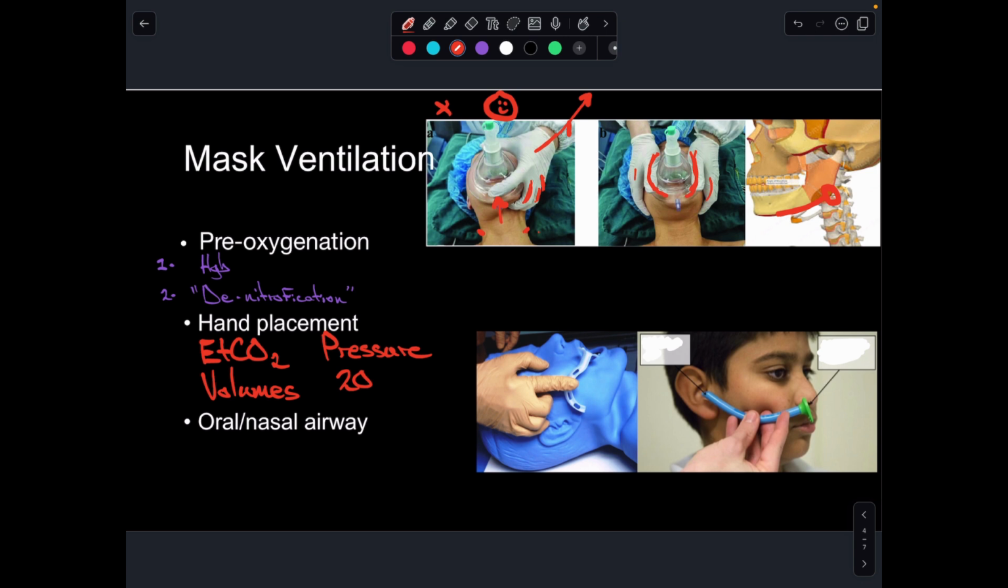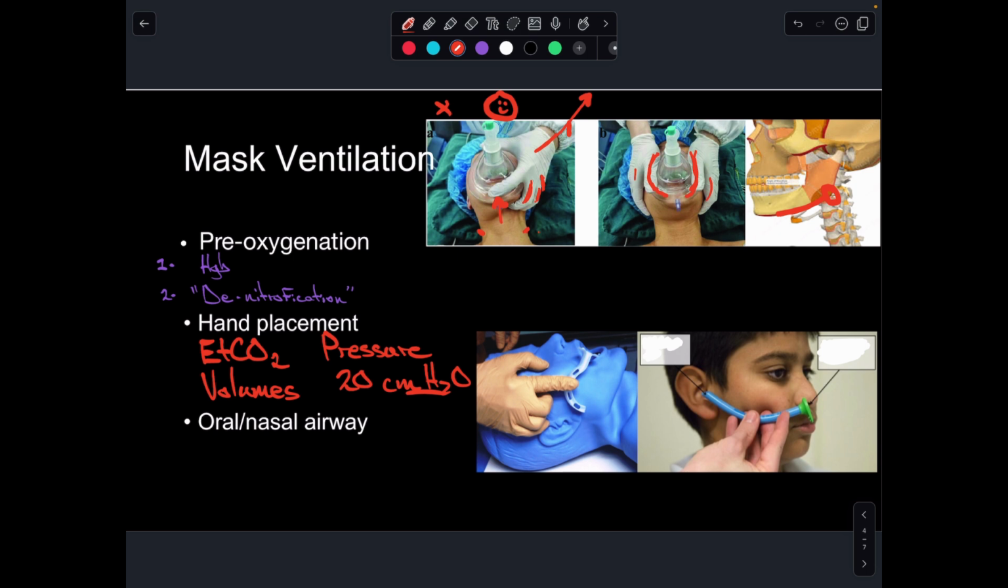Just to be clear, as you're mask ventilating and watching the pressures, you're making sure that they don't exceed 20 centimeters H2O. That's the correct units. I misspoke earlier. That will be preset on your monitor anyway, so you don't have to worry about it. Now, say you're performing a single-handed mask ventilation technique and you're having difficulty ventilating the patient. The next thing that you would consider is placing an airway adjunct device, like an oropharyngeal airway or nasopharyngeal airway.